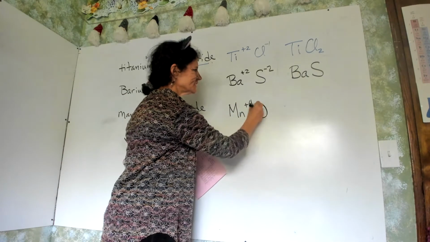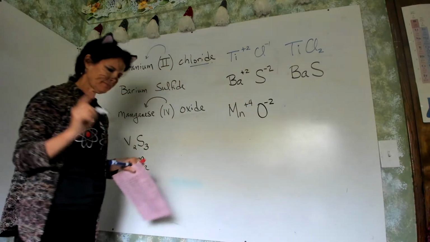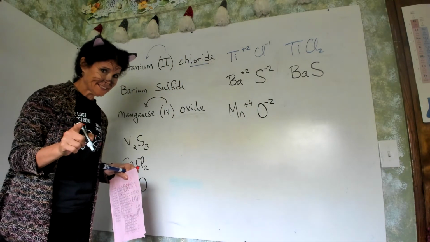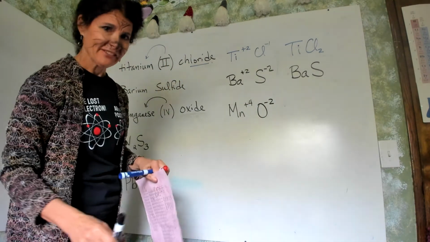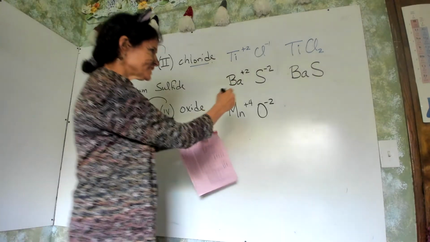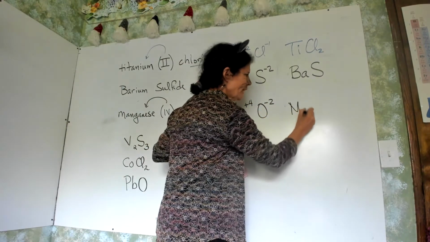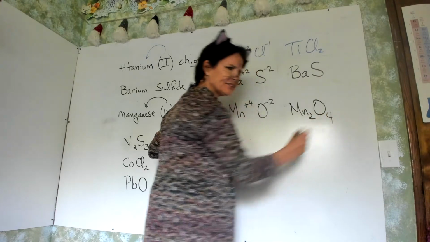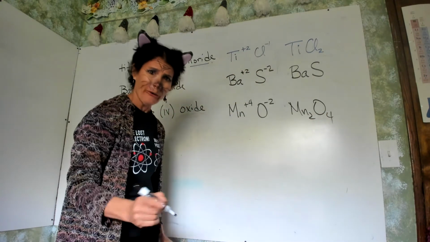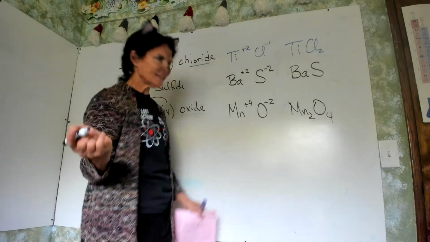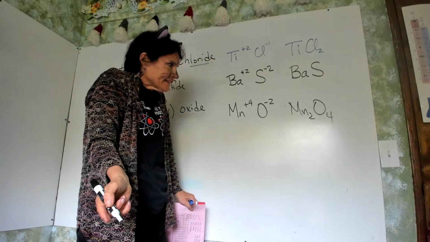Oxide is oxygen. So, this is a mistake students make. They're like, I'm so smart, I just swap them. And I go, Mn2O4, don't write this down because I told you I'm making a mistake. Oh, where did you do that? So then I would ask, what's the mistake?